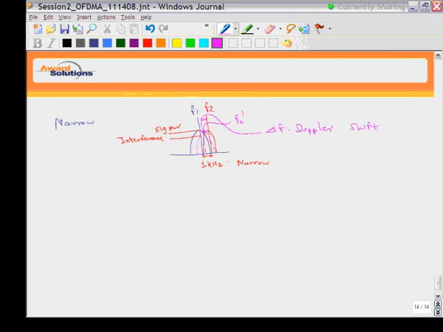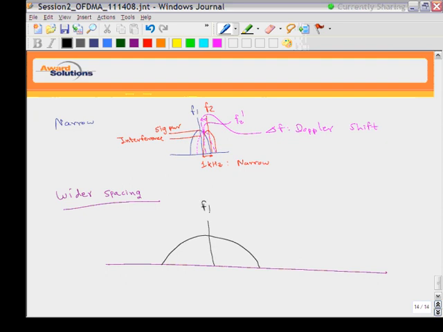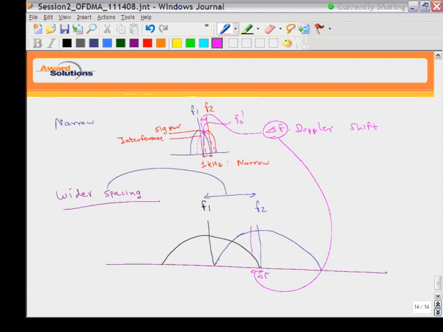Okay, what happens when you have wider spacing between two subcarriers? Let's say we have one subcarrier here, F1, and this is F2, right? The spacing between two subcarriers is now wider. Now let's say the user is moving at the same speed, so we have the same Doppler shift, delta F. So this will be F2 prime.